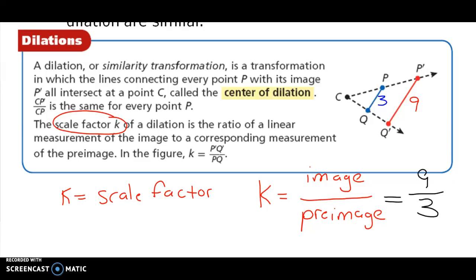Yeah, so if I asked you what are some factors of 10, what would you say? 2 and 5. That's because 2 times 5 is 10. Factors are things that we multiply together. So it makes sense that we call this a scale factor because it's what we need to multiply the pre-image by to get the image. Okay? So we'll do some practice of these here in just a second.